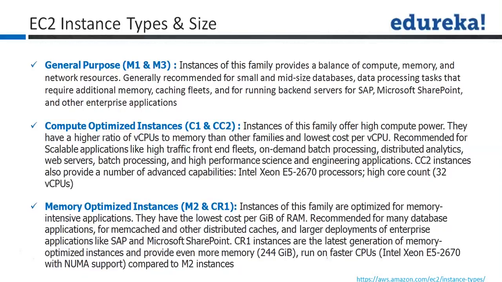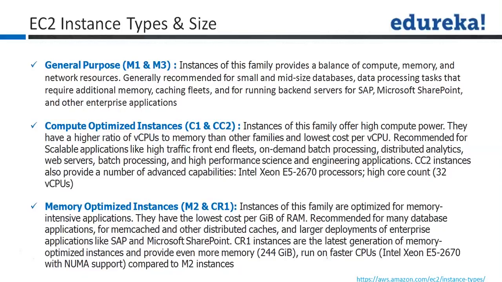In the compute optimized family, you need more compute power, more virtual CPUs. If you have a higher CPU requirement, for example high performance science or batch processing, where you would need higher compute power, there is a family called C1 and CC2.